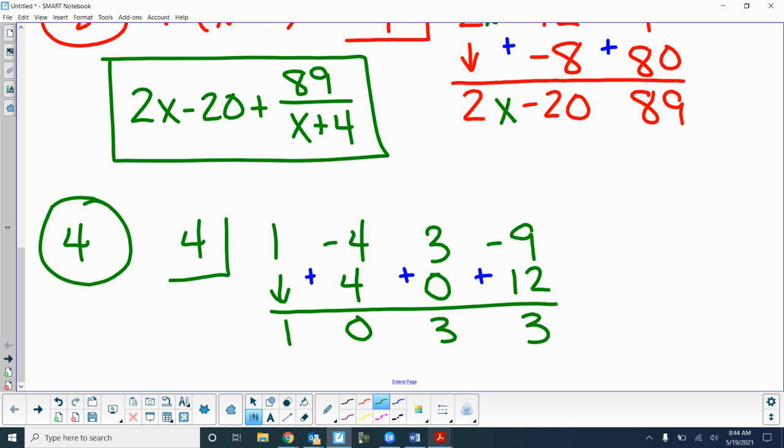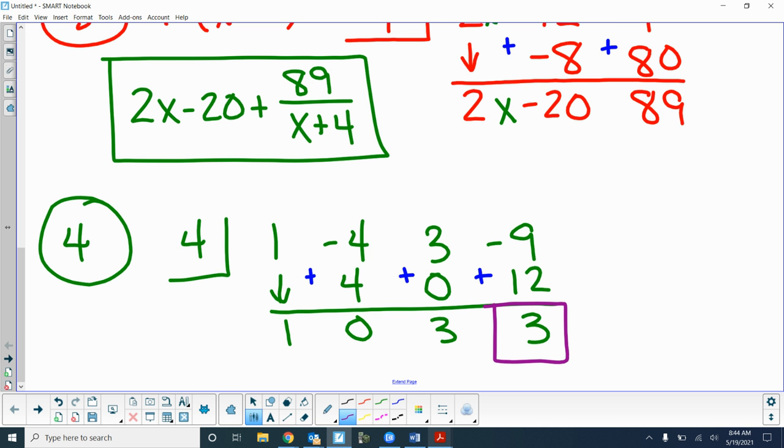Now, it says use synthetic substitution to evaluate the polynomial. So you don't have to write the answer like you do for number 3. What's the answer? It's that last number, yeah. It's the remainder. So the answer to this would be 3. That's all we're looking for there. Questions? So far, pretty easy, right?